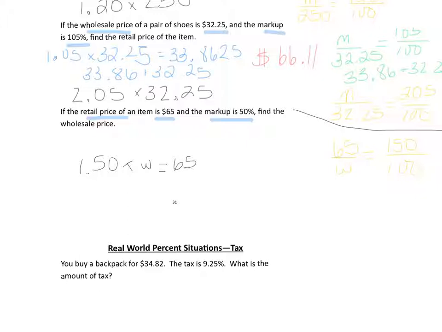So to solve it, we would have to do 65 divided by 1.50. And we end up with 43.3 repeated, which doesn't make sense for money. So we round to get $43.33. So it costs the store $43.33 to make something, and they sell it to you for $65. That means they're getting all of that 50% as total profit. Markup is strictly just the profit that the company would make.